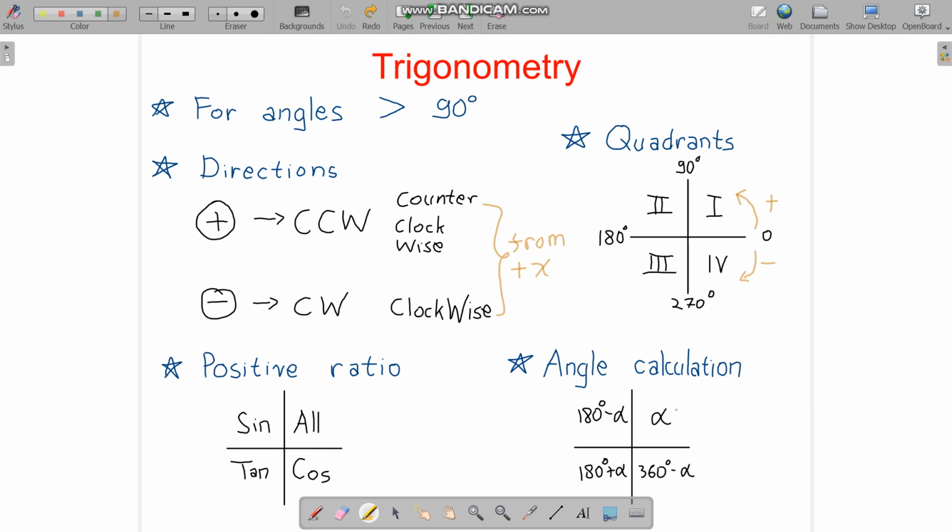For the angle calculation, the base angle we say is alpha. In the second quadrant, it's 180 minus alpha. Third quadrant, 180 plus alpha. Fourth quadrant, 360 minus alpha. That's how we calculate the angles.